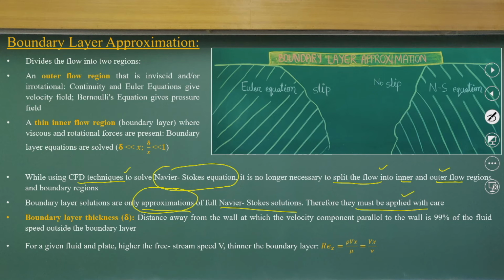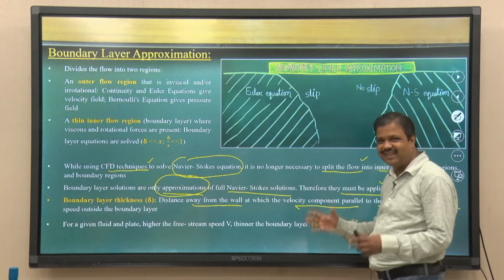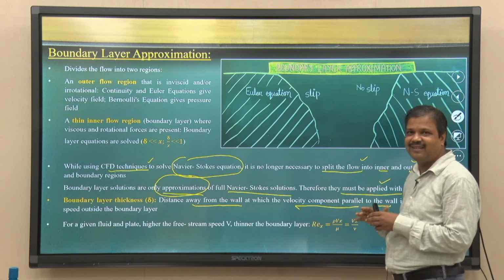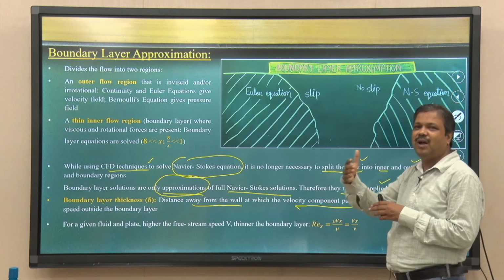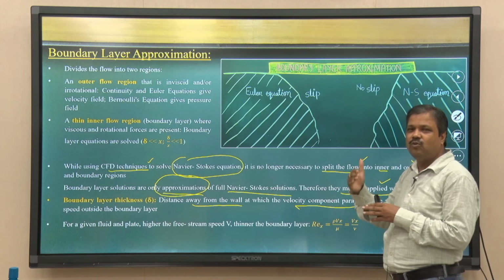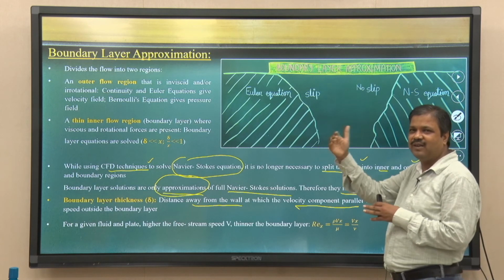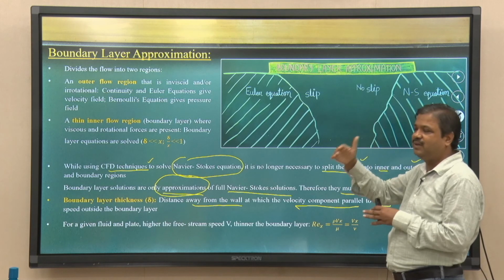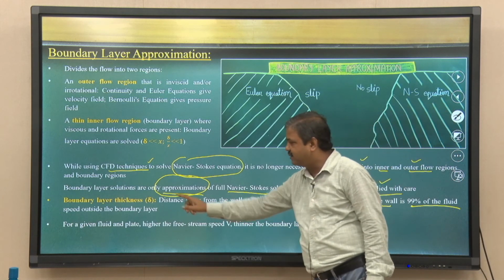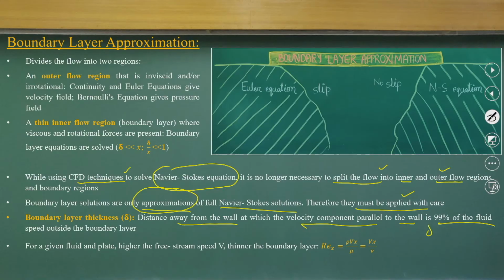The boundary layer thickness is the distance away from the wall at which the velocity component parallel to the wall is 99% of the velocity outside the boundary layer. That is the definition, in a very simple way. If you have a free stream velocity u, you look at 99% of u, where it is 0.99 of u; that region is defined as the boundary layer thickness, which varies with x.